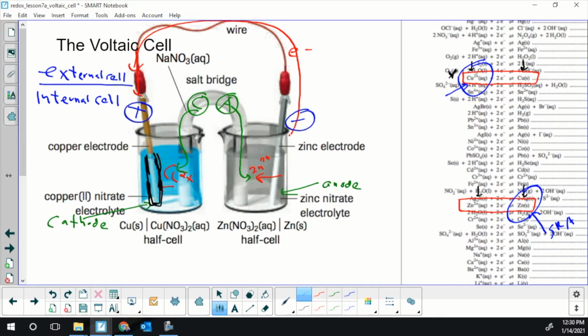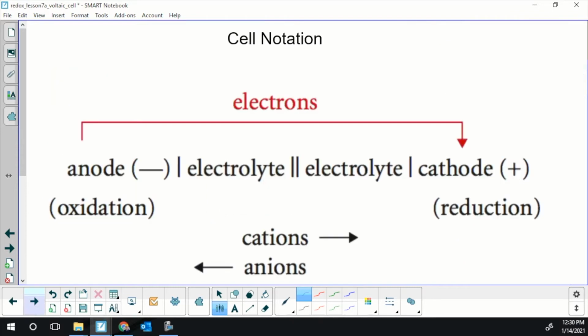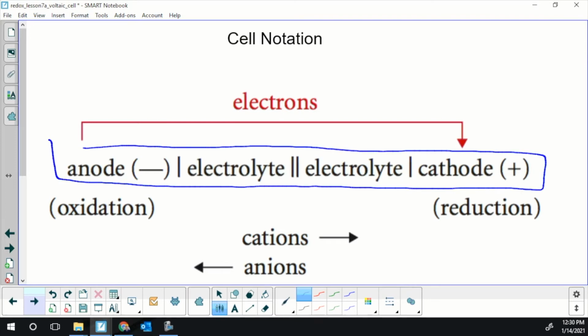Okay. Next is we need some short forms. If I want to tell you about a cell, I can't draw all this out. It's too much. We need a way to convey this beaker and that beaker really quickly. And that is done using cell notation, and you need to be able to decode cell notation. Okay. And we're going to write an example of cell notation once we're done explaining and learning about it.